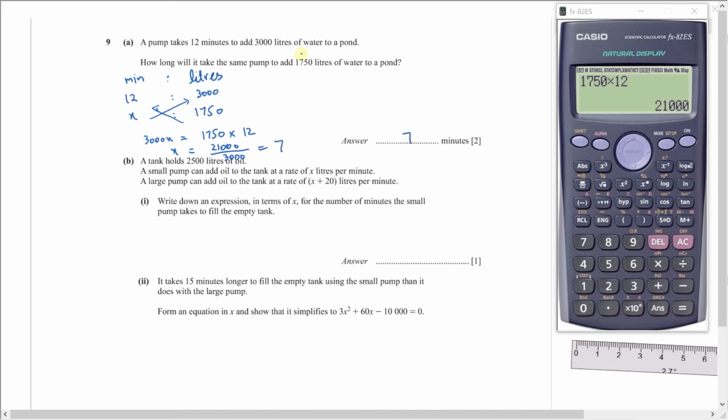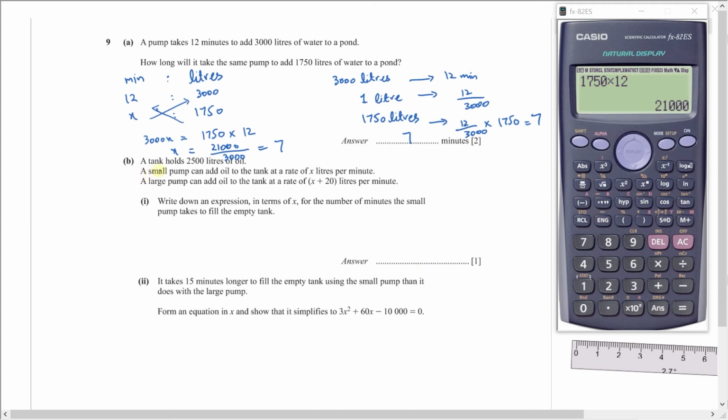Or you can use the unitary method as well. So 3000 liters take how many? 12 minutes. So 1 liter will take 12 over 3000 minutes, and then 1750 liters. So 1750 liters will take 12 over 3000 into 1750, which is again 7 minutes.